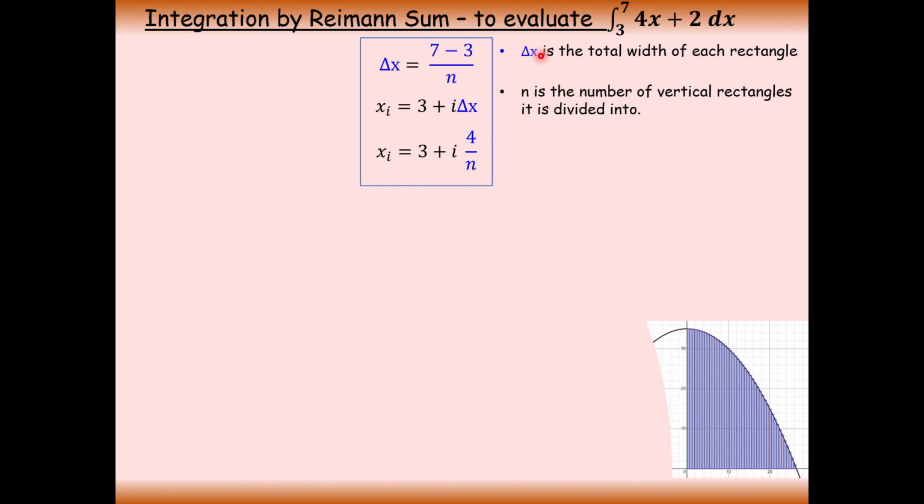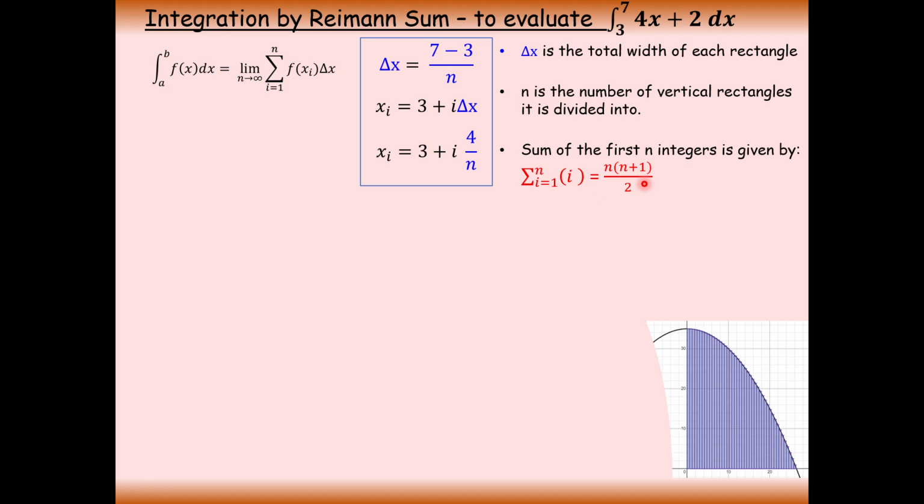So the delta x, you might want to make a note, is the width of each rectangle and n is the number of vertical rectangles, and the sum of natural numbers will be handy as we go into this equation there.